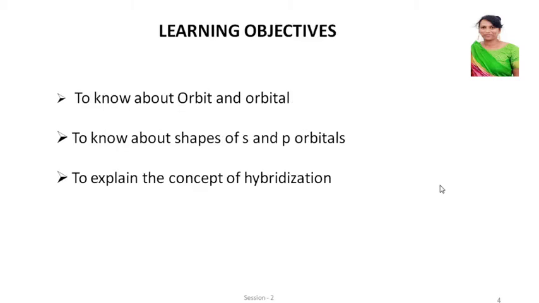What are we going to see in this session? In this session, you will know the difference between an orbit and an orbital. You will know about the shapes of s and p orbitals. We do not come across d and f orbitals in organic chemistry, therefore we are going to deal only with s and p orbitals. Then we will be able to explain the concept of hybridization, and we shall apply this concept of hybridization in order to discuss structures of other molecules in our later sessions.